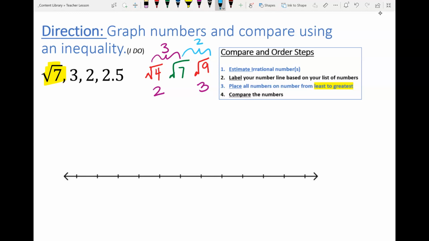So we know that square root of 7 should be closer to 3. That's our first step, and we're estimating. So we could say, hey, it's going to be about 2.6.